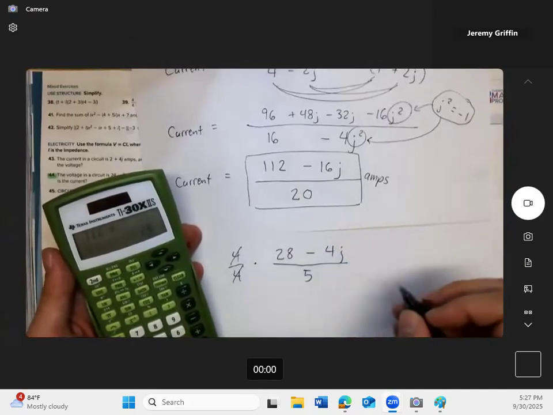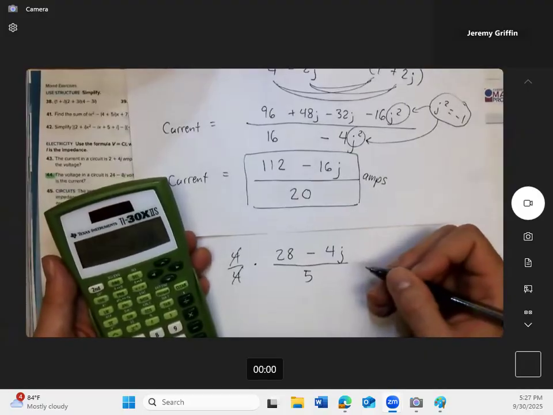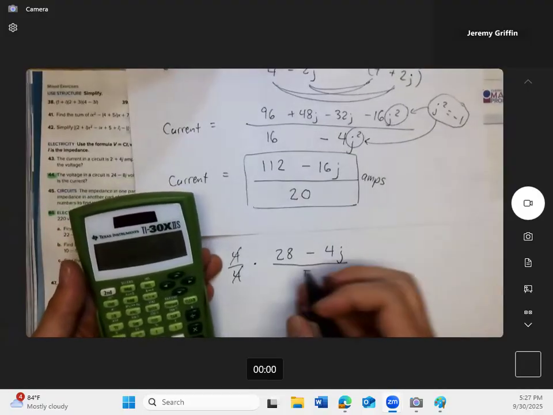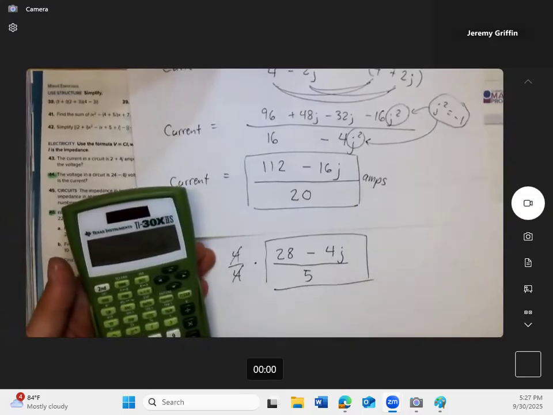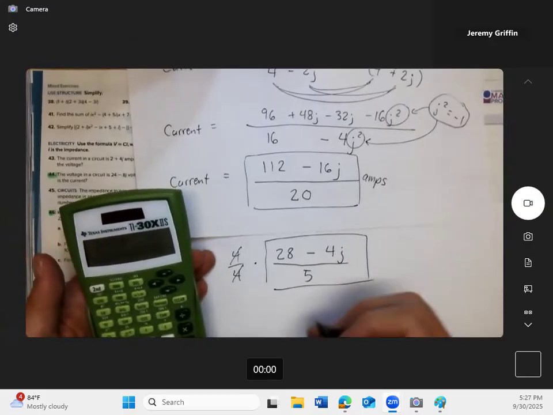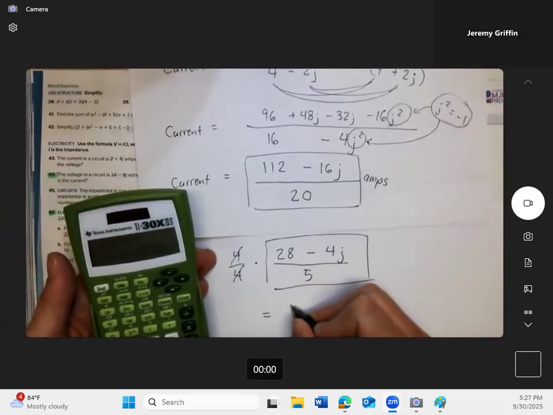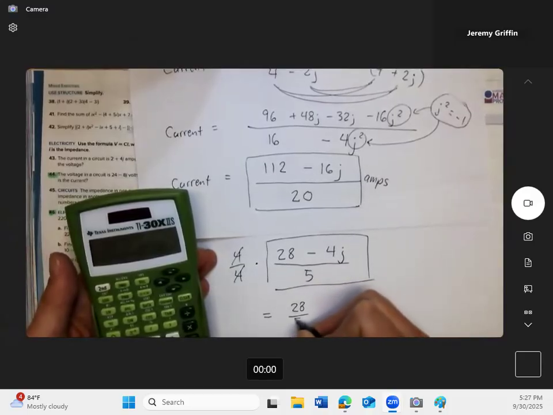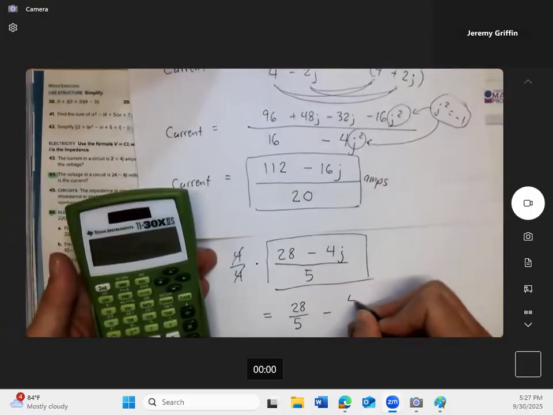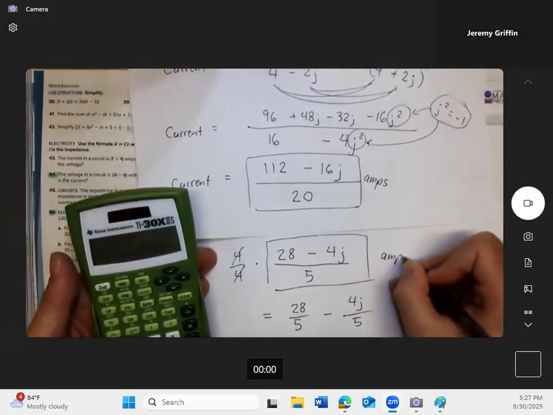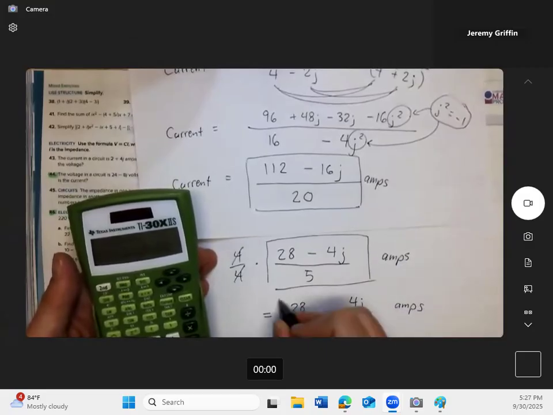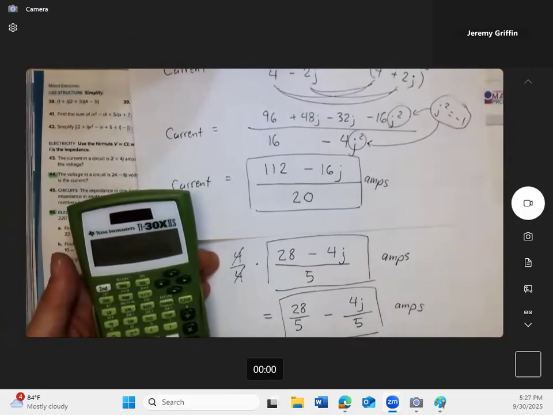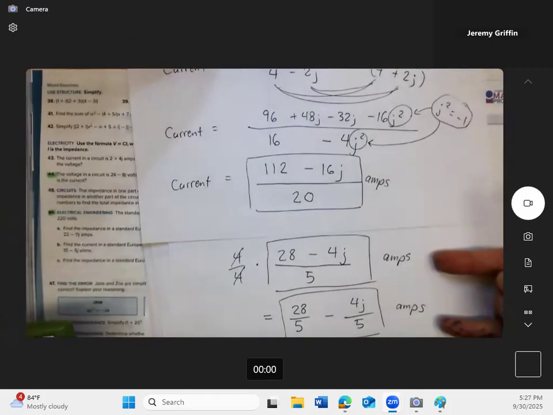So this should be a reduced form. That looks a little better. And then if you wanted to, you could again split this up into two fractions. So this is the same thing as 28 over 5 minus 4j over 5. So many amps, my unit is amps. Amperes. All right, there you go. Either one of these is an okay final form.